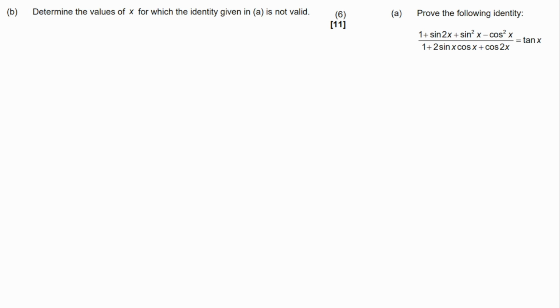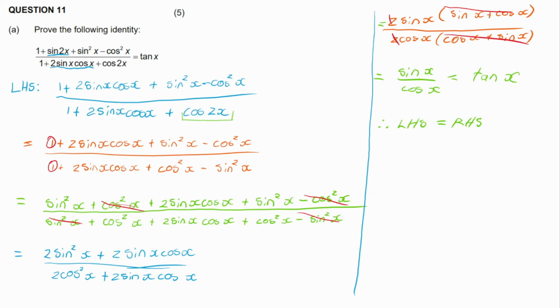Now, we have to use what we just did, and we have to determine the values of x for which the identity given in A is not valid. So I've repeated it here in the top right for us. We need to find where this identity is not valid. So the identity is not valid when our denominator is equal to 0. If you have a look, this is our denominator, this step over here. So when our denominator here is equal to 0, then we run into issues.